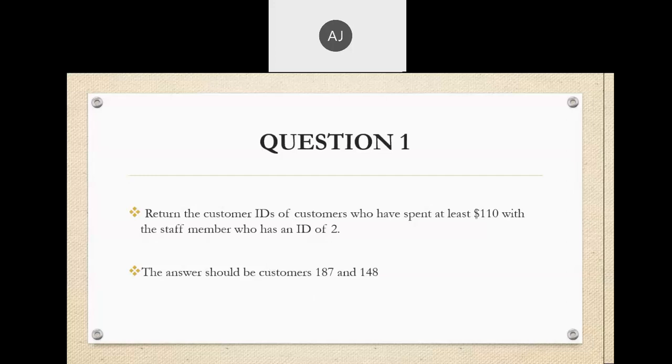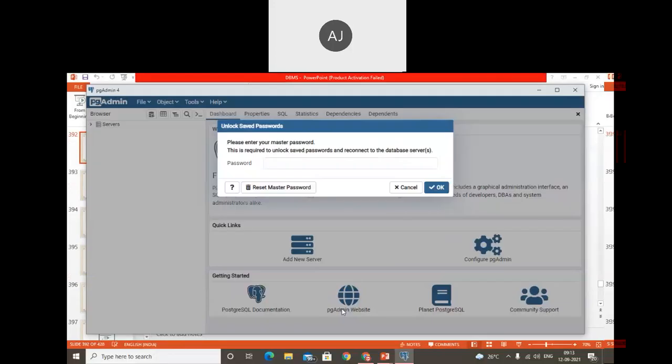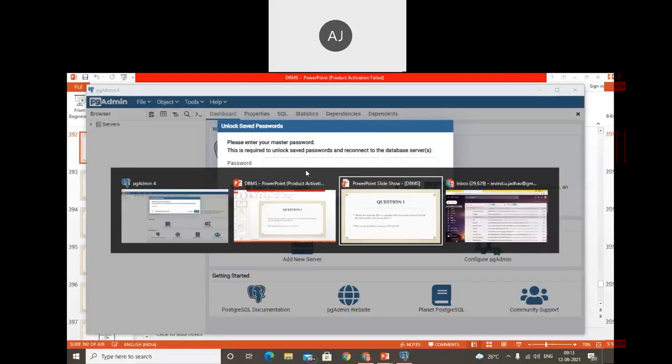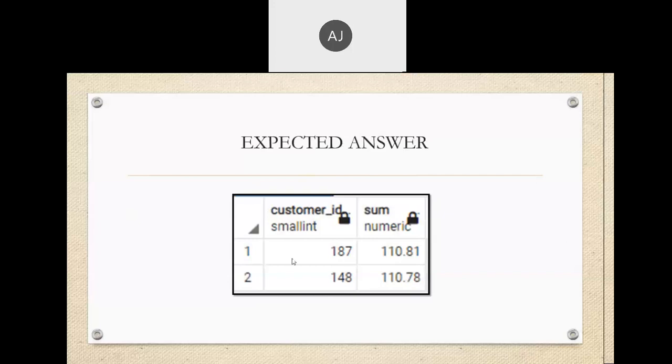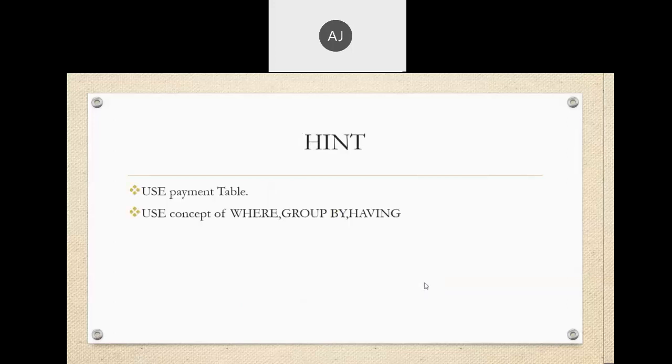So let's start with this task. What will be the hint of that task? This one will be the expected answer: 187 and 148, and this one is a sum. 110.81 and 110.72, this one is a sum. Now the hints: use the payment table, and use the concepts of where, group by, and having.